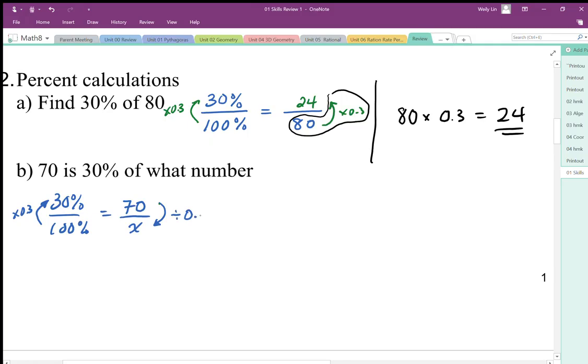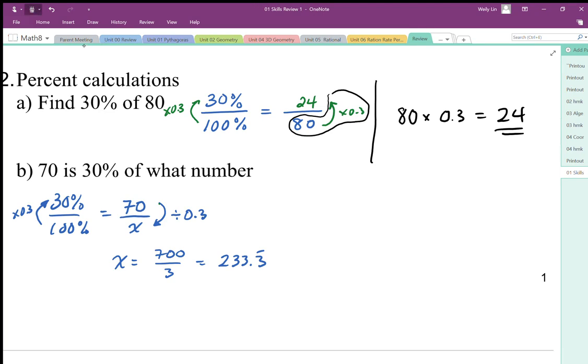And doing that, it's going to be 700 over 3, and that works out to be 266.6 repeating. Okay, so that's not correct, is it? 700 divided by 3 is going to be 233.3 repeating. So 70 out of 233 is approximately 30%.